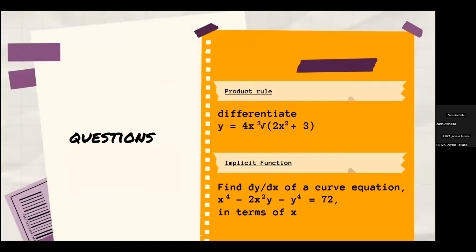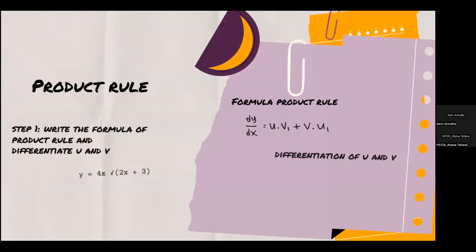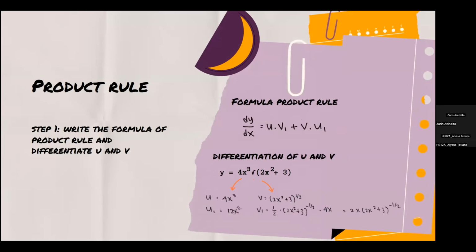So the question is differentiate y equals to 4x cubed square root of bracket 2x squared plus 3 bracket. I will explain it step by step. So the first step is to write the formula of the product rule and differentiate u and v. So first, write the formula, which I already wrote there, and the formula is dy over dx equals to u times v prime plus v times u prime. And after writing the formula, we can start with the differentiation.